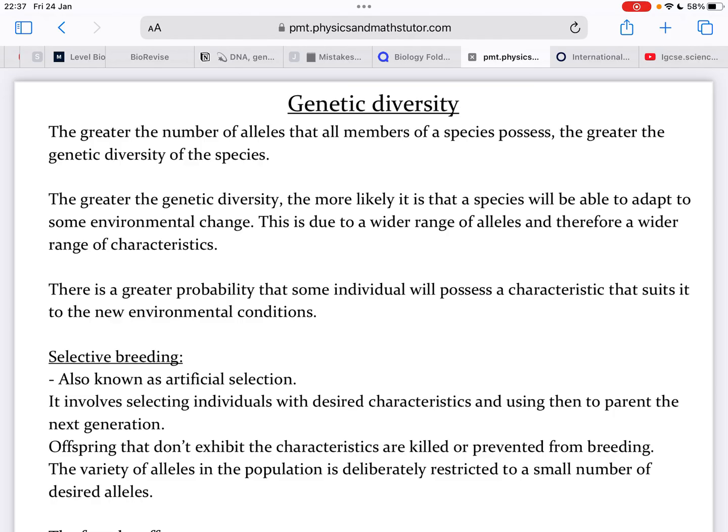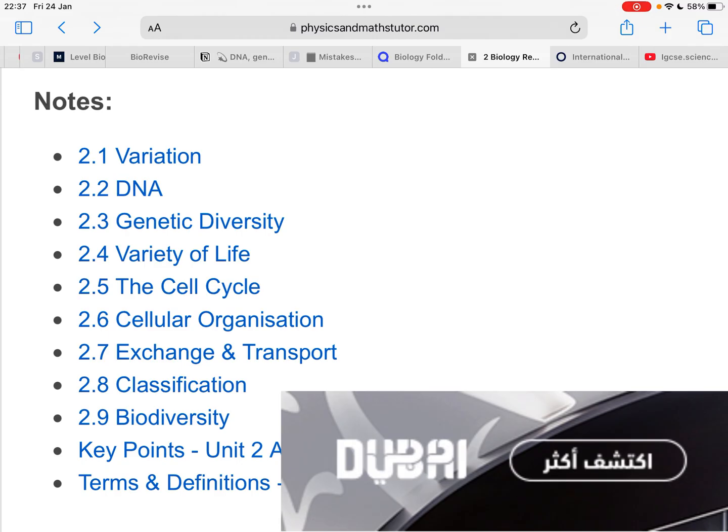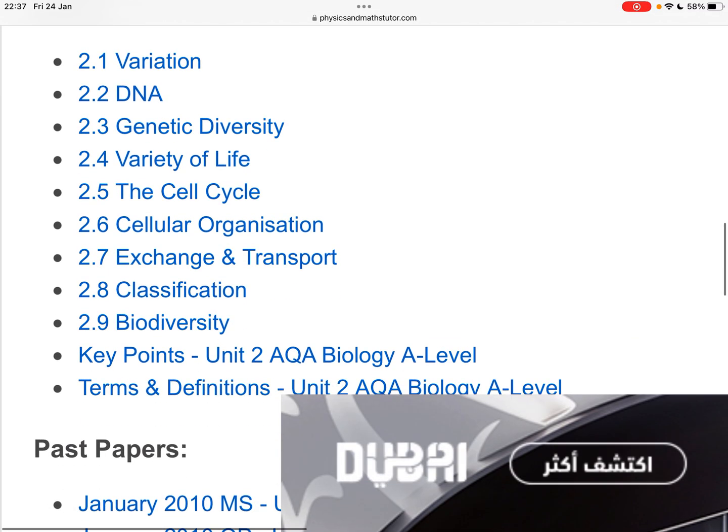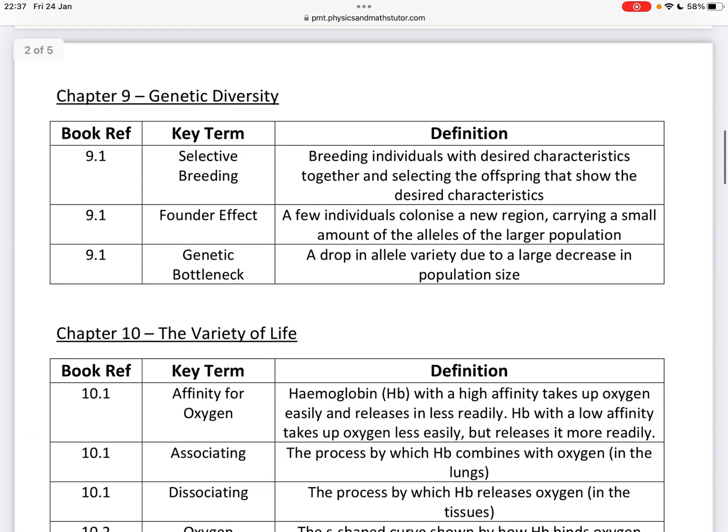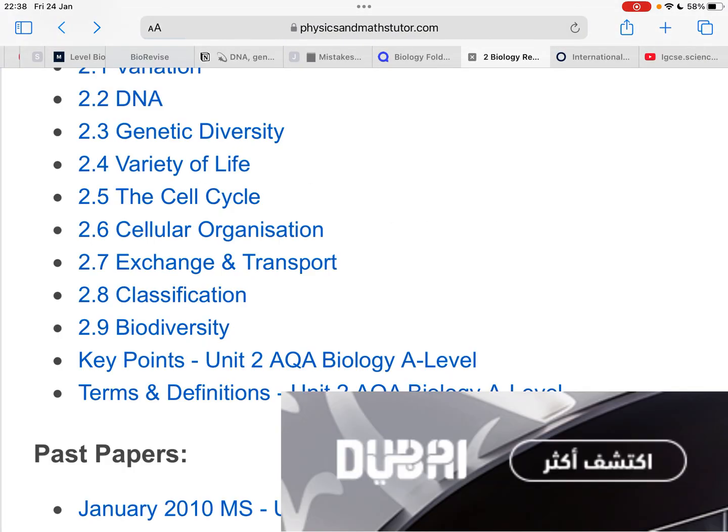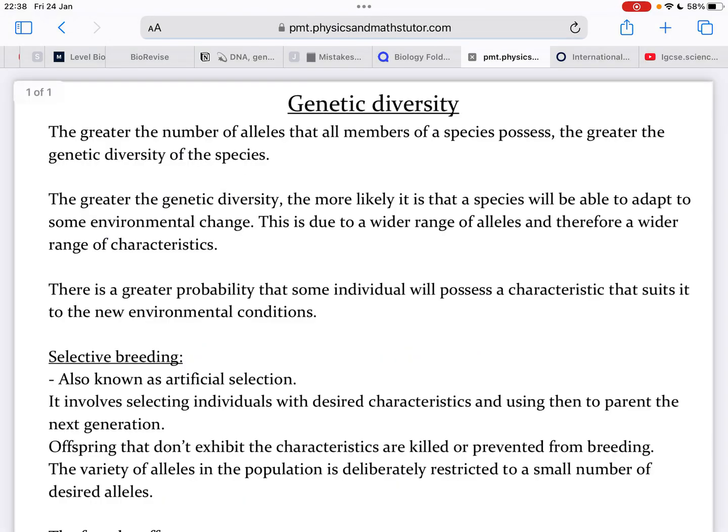Okay, that's great. Genetic diversity. What do you know about genetic diversity? Genetic diversity basically has three keywords that we must know. But what do you know about genetic diversity? You know what diversity is, and you know earlier what genetic means.